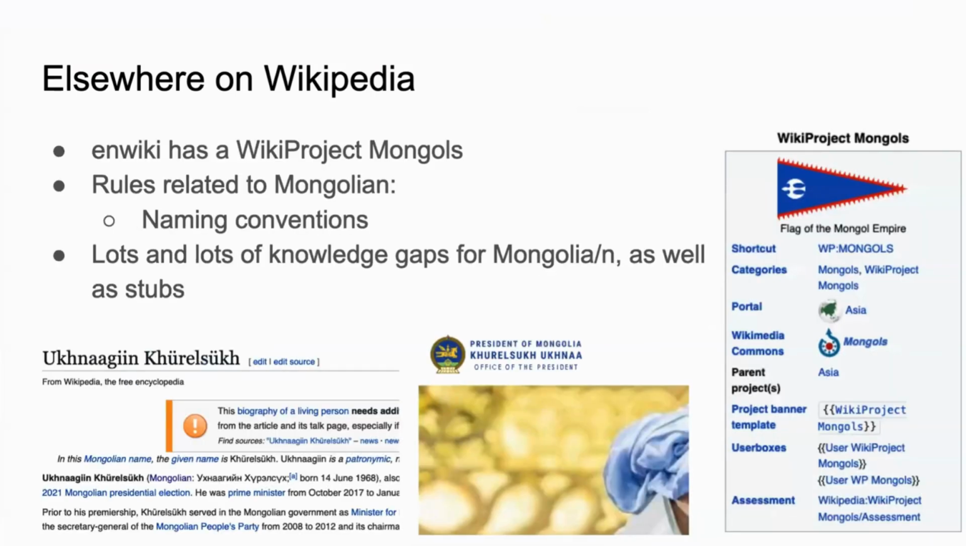And since we're all English speakers here, if we talk about the English Wikipedia, it has a Wiki Project Mongols. It's a bit dormant. I believe this is sort of part of Wiki Project Central Asia. But yeah, it does exist.